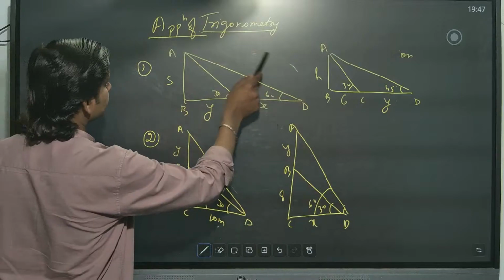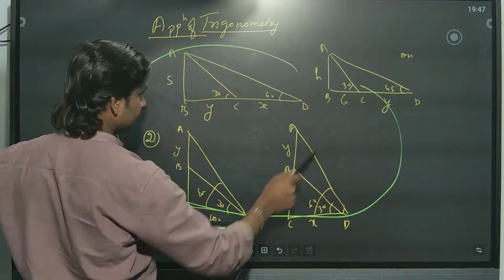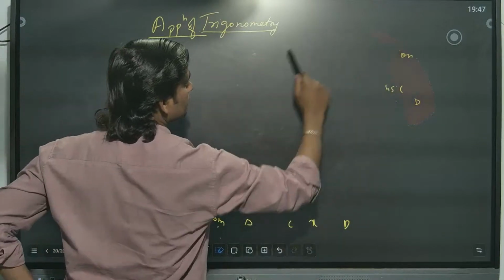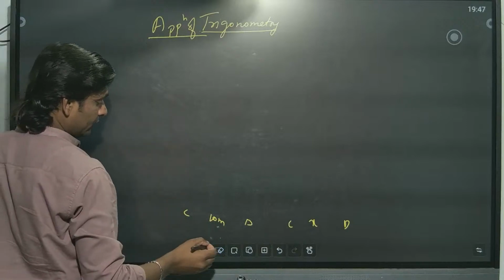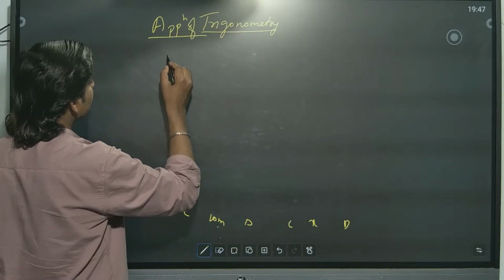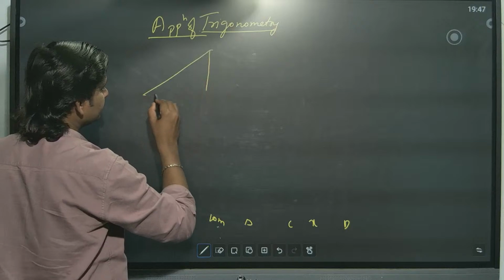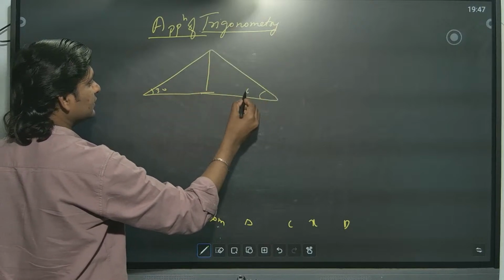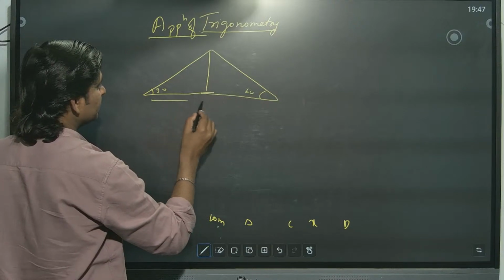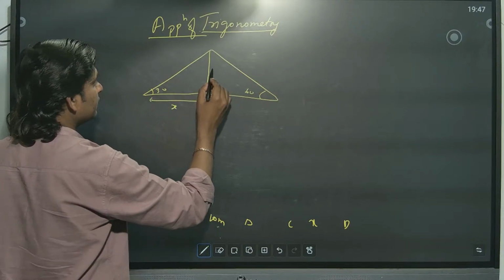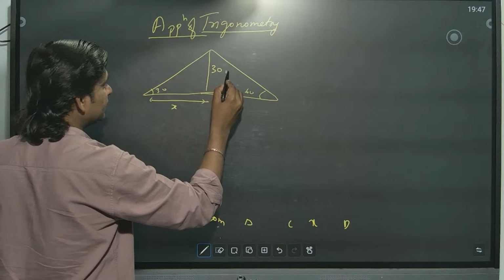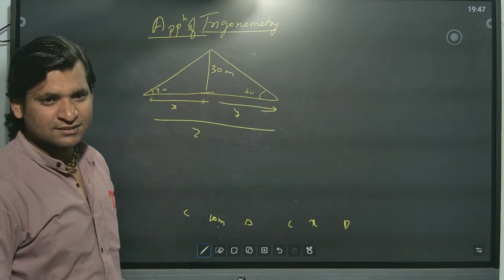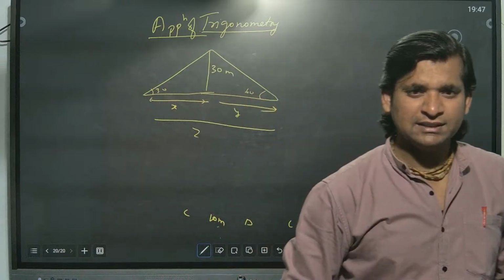Third, what is the third type? From center. This is 30, this is 60. Some distance they give, or they give this 30 meter. They will tell find x, y, and z. Anything they can ask. But your concept should be clear.